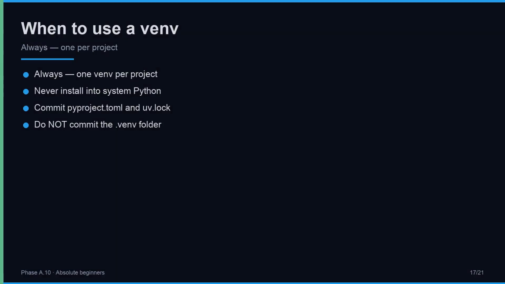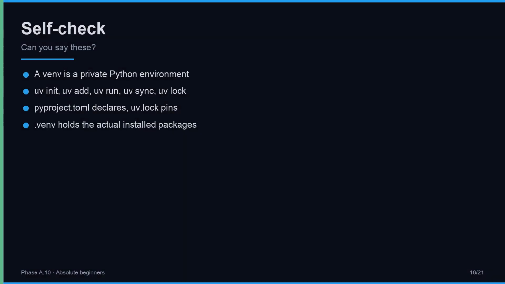When should you use a venv? The honest answer is, always. Every Python project deserves its own. Never pip install into your system Python, that way lies pain. Commit pyproject.toml and uv.lock to Git, so your teammates can run uv sync. But never commit the .venv folder itself. It is large, machine-specific, and fully reproducible from the log file. Add .venv to your .gitignore and forget about it. Always, one per project.